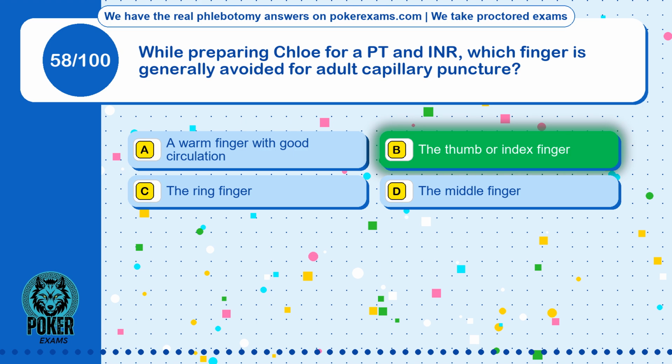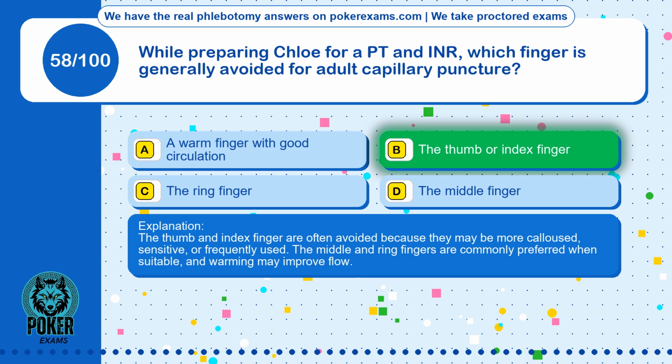The correct answer is option B. The thumb or index finger. The thumb and index finger are often avoided because they may be more calloused, sensitive, or frequently used. The middle and ring fingers are commonly preferred when suitable, and warming may improve flow.